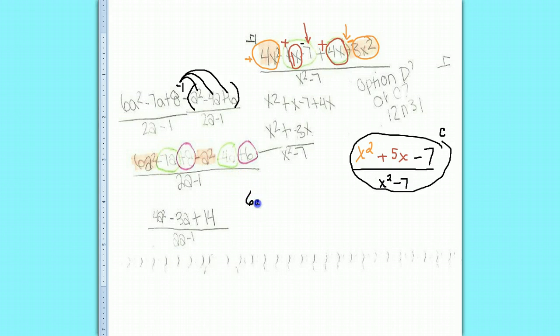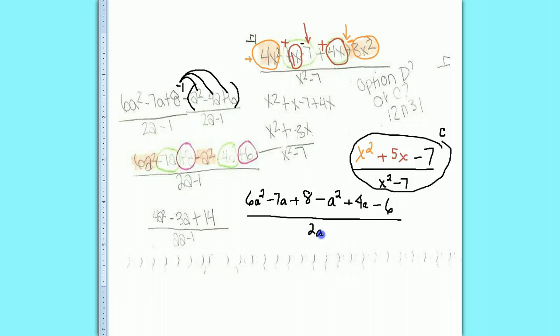So we'd have 6a squared minus 7a plus 8. And then here, if we do minus 1 times a squared, we'd have minus a squared. Then we're going to take minus 1 and multiply it by minus 4a, which would make it plus 4a. And then minus 1 times positive 6 is minus 6. And then all over 2a minus 1.